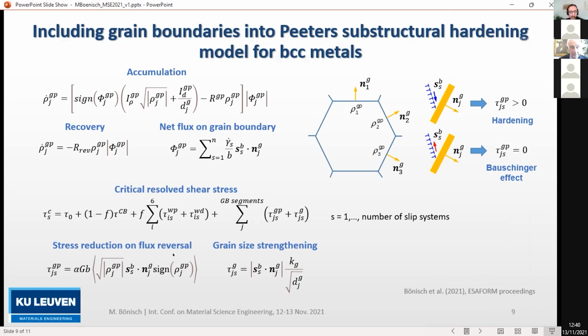And importantly, if we reverse the dislocation flux at a grain boundary, which happens when the load is reversed, we see in fact that the stress is reduced. We use this equation to describe the stress reduction. Also importantly, we have a term that describes grain size strengthening. So at smaller grain sizes, we also expect a higher strength.